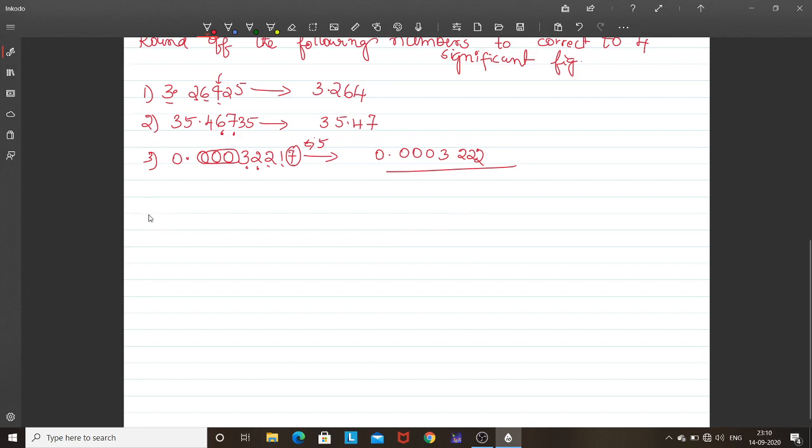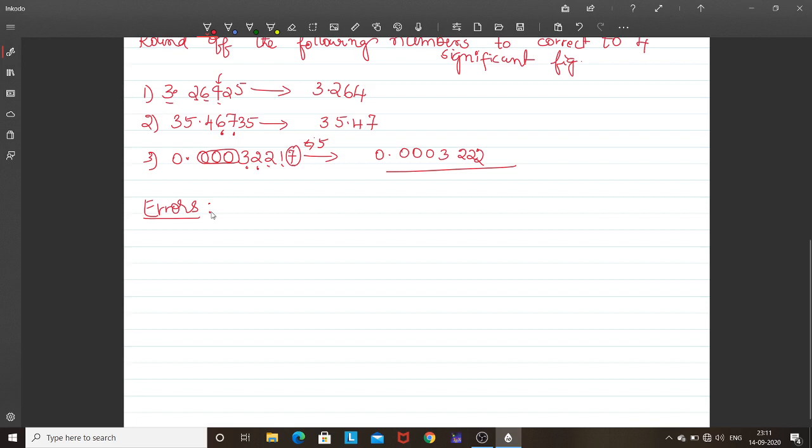So this is a common word. We use these words when we perform experiments in physics or any physical chemistry labs. So we are getting errors there. So let's see what errors are.